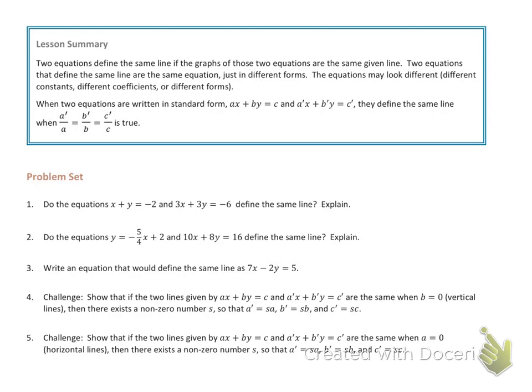So here's your lesson summary. Basically what we realized is that there are lots of equations that can define the same line. But we notice some patterns between them when we take the slope-intercept form and put it in standard form. We notice that those equations in standard forms are just multiples of each other if they define the same line.